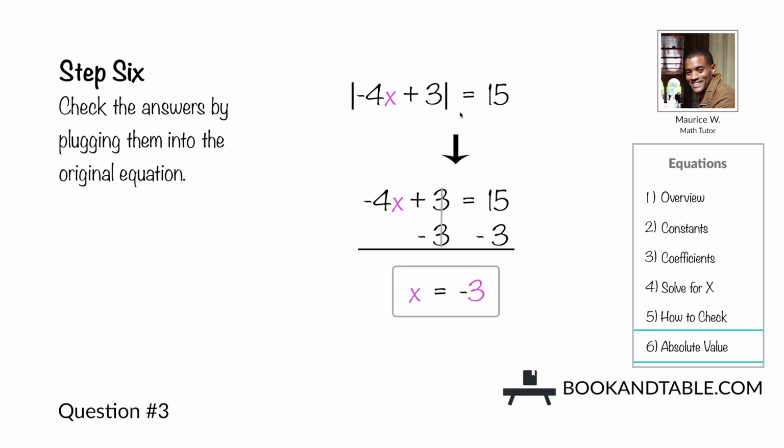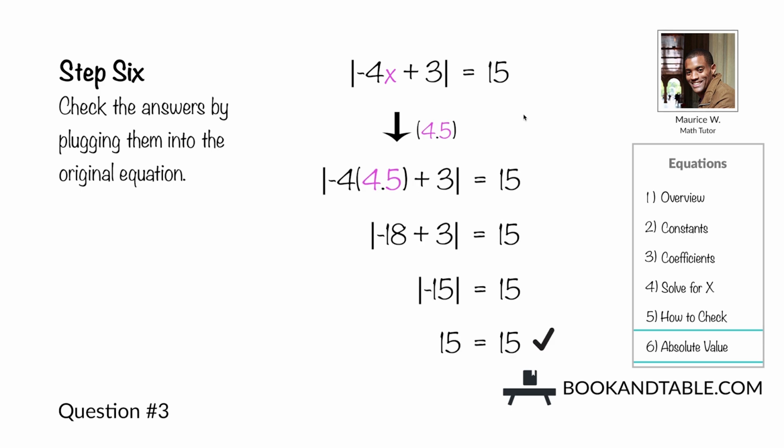-4x plus 3 is equal to 15. So we plug in 4.5 in for x, giving us -4 times 4.5, which is -18. -18 plus 3 is -15. And the absolute value of -15 is +15. So we are able to confirm that 15 equals 15. So x is equal to 4.5. And then we check our second answer. x is equal to -3.